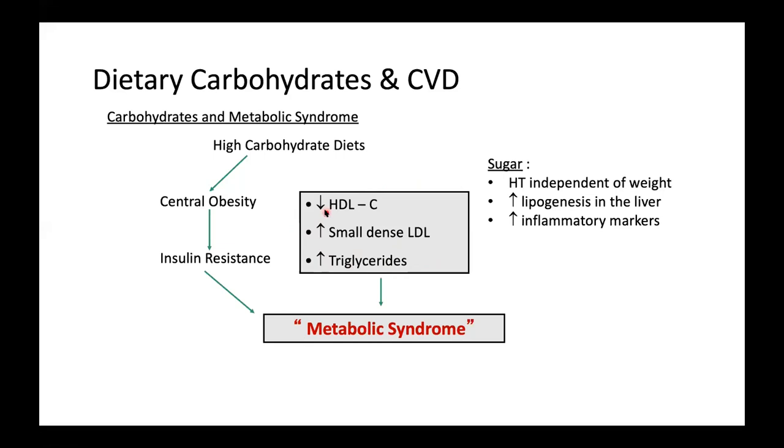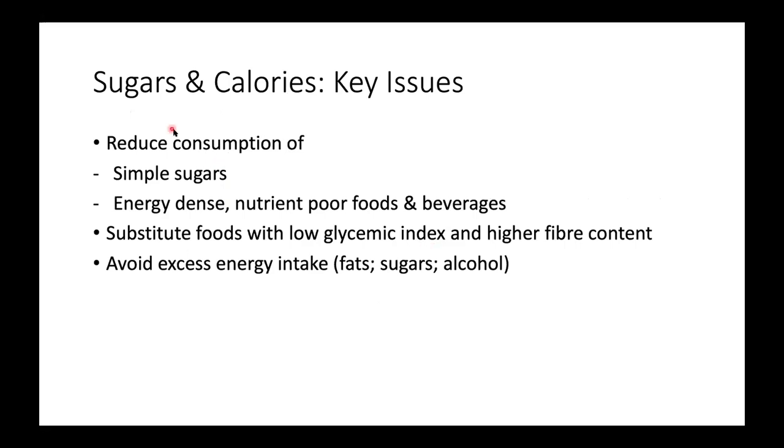The atherogenic lipid profile is increased by dietary carbohydrate, and that is one of the proposed mechanisms for the much higher chances of atherosclerotic coronary disease in that population, because most of their energy comes from carbohydrate. Regarding sugars, obviously we should reduce the consumption of simple sugars and energy-dense, nutrient-poor foods and beverages. For example, mithai is energy dense but of less nutrient value.